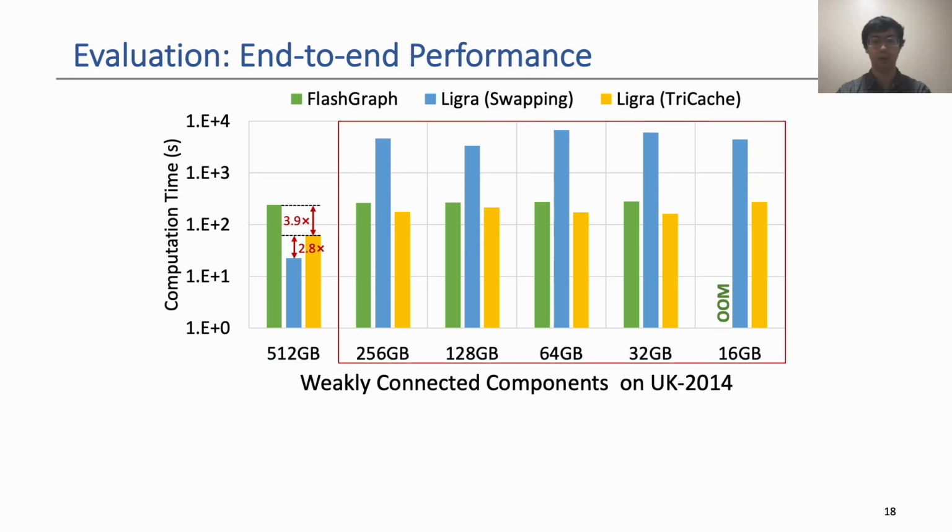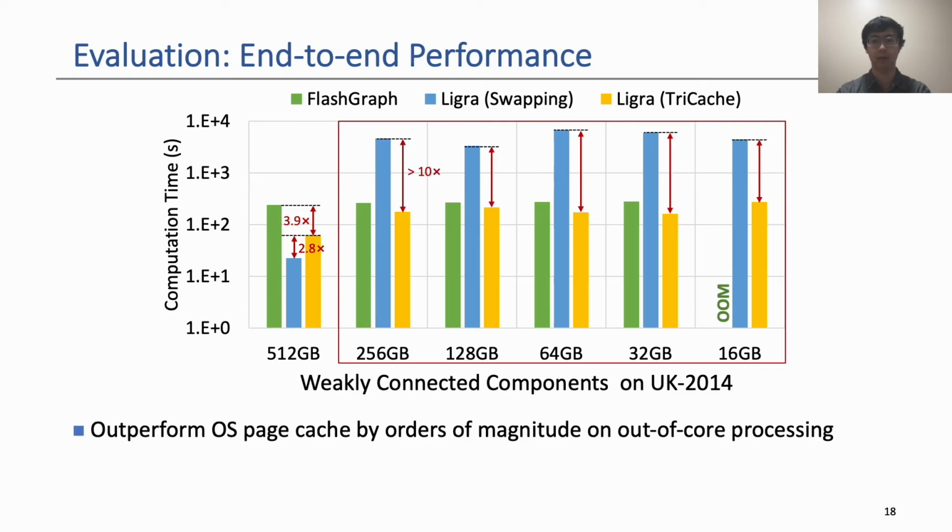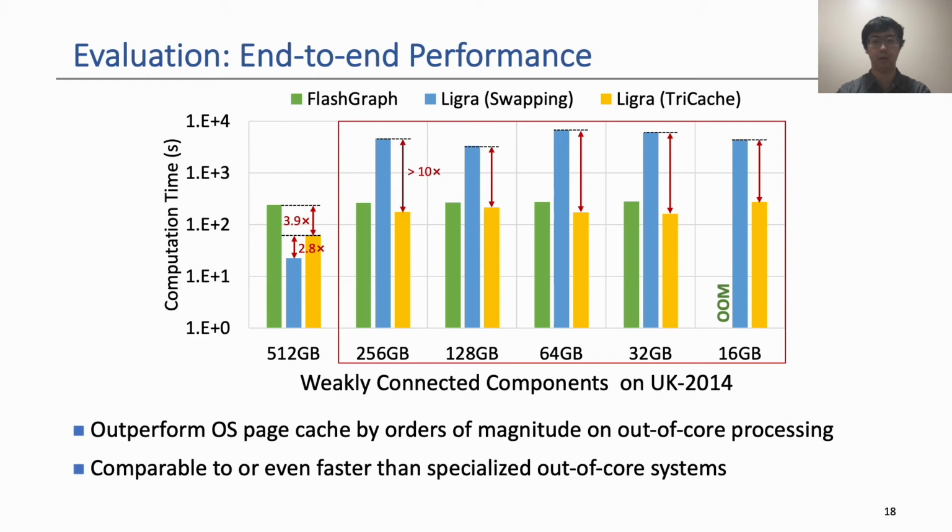And on out-of-core processing, which is the target of TriCache, TriCache can outperform OS-based cache by orders of magnitude, and is comparable or even faster than specialized out-of-core systems. Other experiments on end-to-end performance can be found in the paper, and they also match these 2 conclusions.